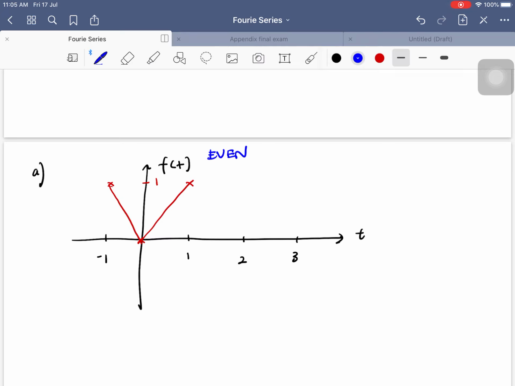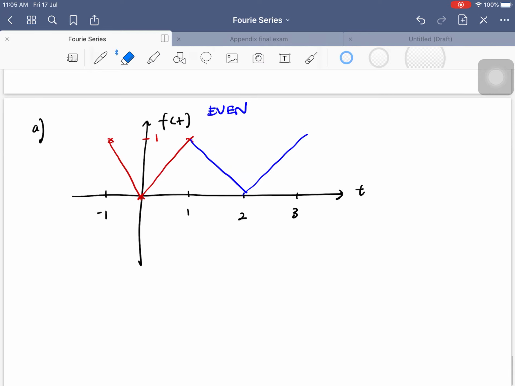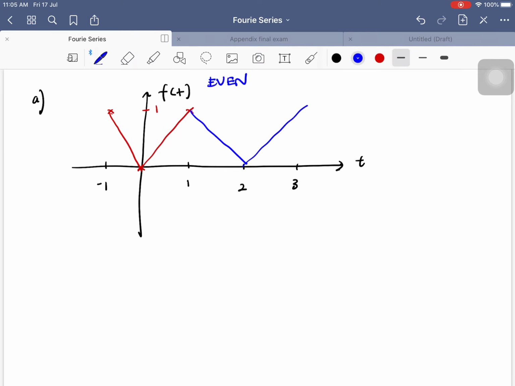And remember, always do not leave your function like this. The period value is equal to 2, so every 2 unit distance there is bound to be another cycle, so I'm going to have another cycle from 1 until 3. So that is how my function looks like. Okay, so now that we know that this is going to be an even function, of course there will be a slight difference when it comes to our calculation. Okay, now let's start with the calculation.